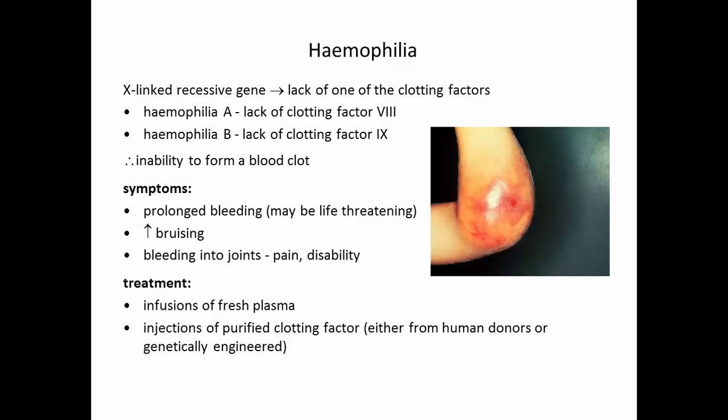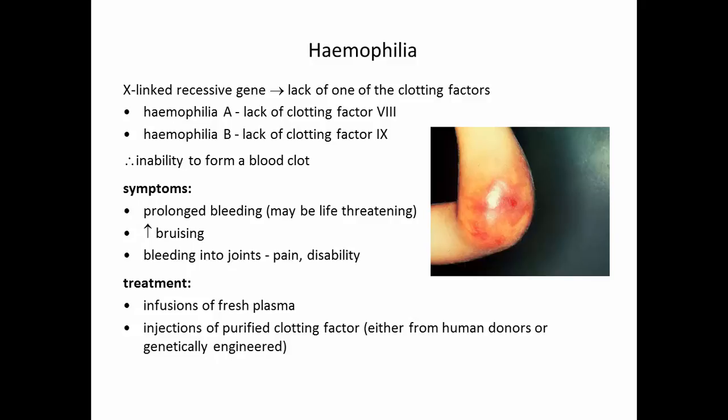Hemophilia is a disorder in which a person can't create a blood clot. And this is an X-linked recessive disorder. And because it's X-linked, it's a recessive gene found on the X chromosome. It's more common in men than in women, in males than females. There are different types of hemophilia, and they depend on which of the 12 clotting factors a person is missing. So for example, hemophilia A is caused by the lack of clotting factor 8, and hemophilia B is caused by the lack of clotting factor 9, and so on.